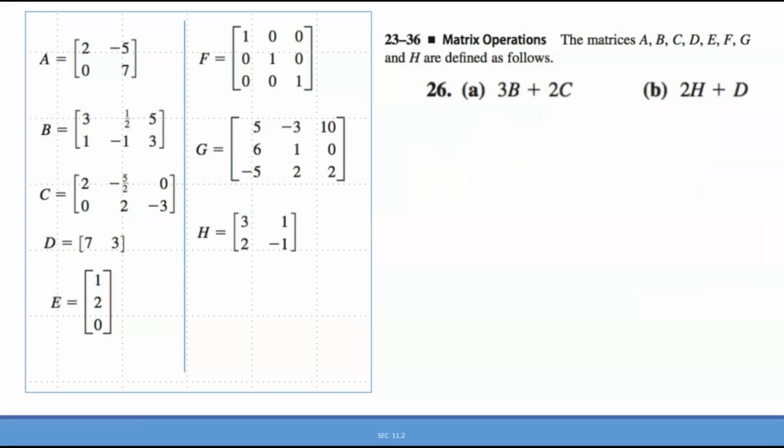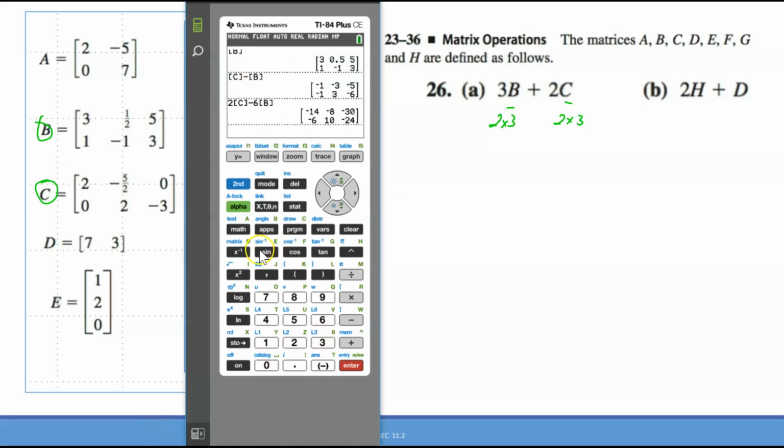Our next example, we have addition, 3B plus 2C. Okay, so we make sure to check our sizes. Looking at matrix B, matrix B is 2 rows, 3 columns. Matrix C, again, we have 2 rows, 3 columns. Because the sizes match, we're able to get these added together. Add or subtract, you must have the same size.